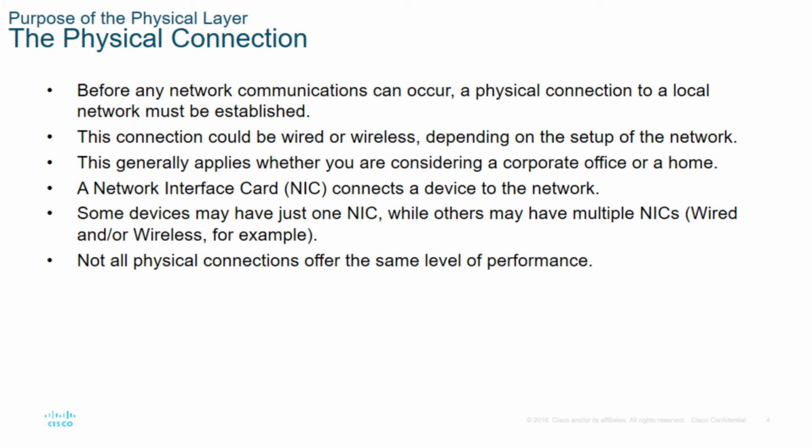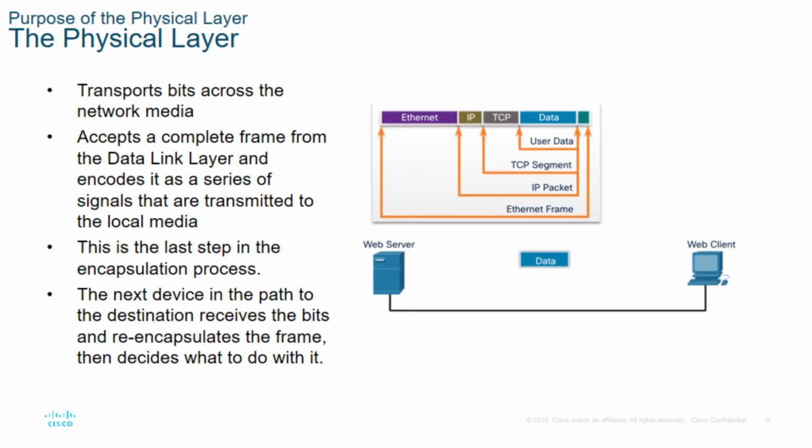A network printer, for example, may only have an Ethernet NIC and therefore must connect to the network using an Ethernet cable, right? Other devices such as tablets and smartphones might only contain a WLAN NIC and must use a wireless connection, right?